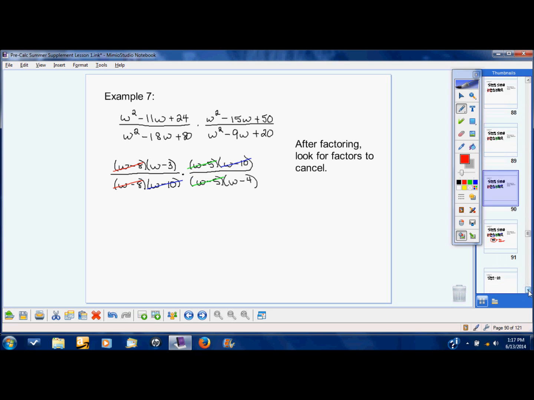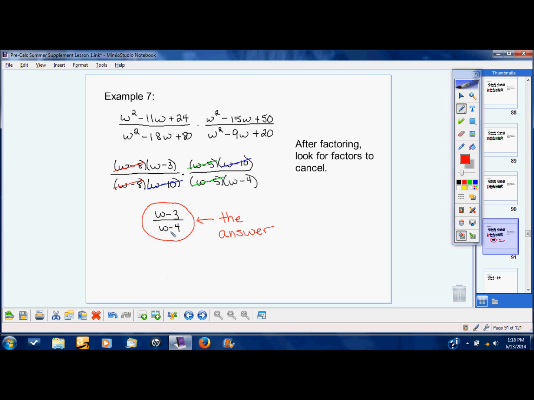So those things cancel. And once you've gone through and checked to make sure that there's nothing else in common in the numerator and denominator, that's when you say, okay, now I need to write down what's left over. So W minus 3 is left over in the numerator. It hasn't been canceled. W minus 4 is left over in the denominator. It has not been canceled. And that gives you your answer. W minus 3 over W minus 4.